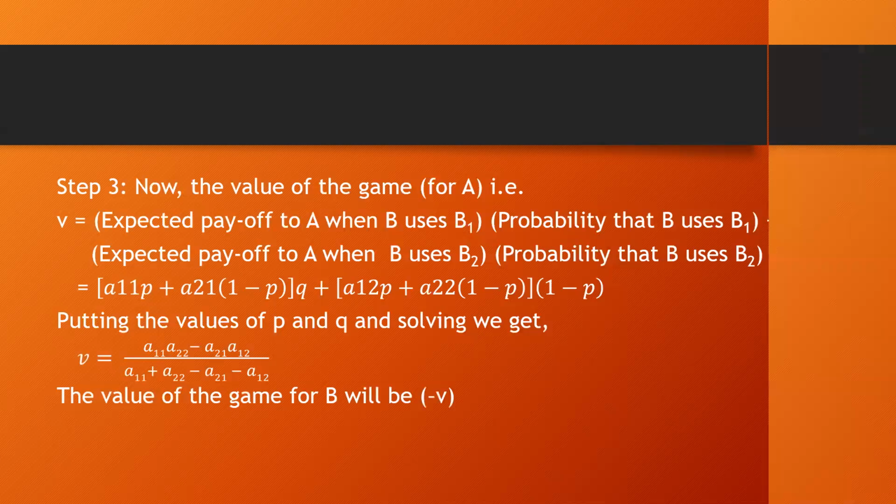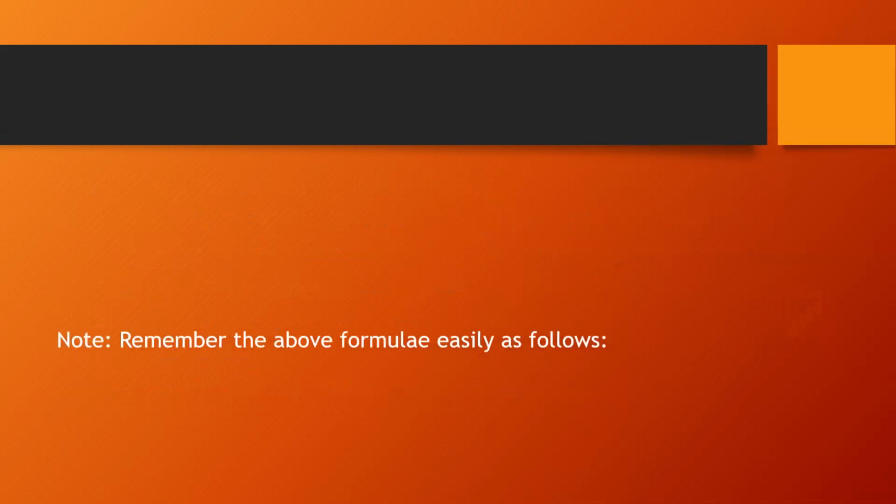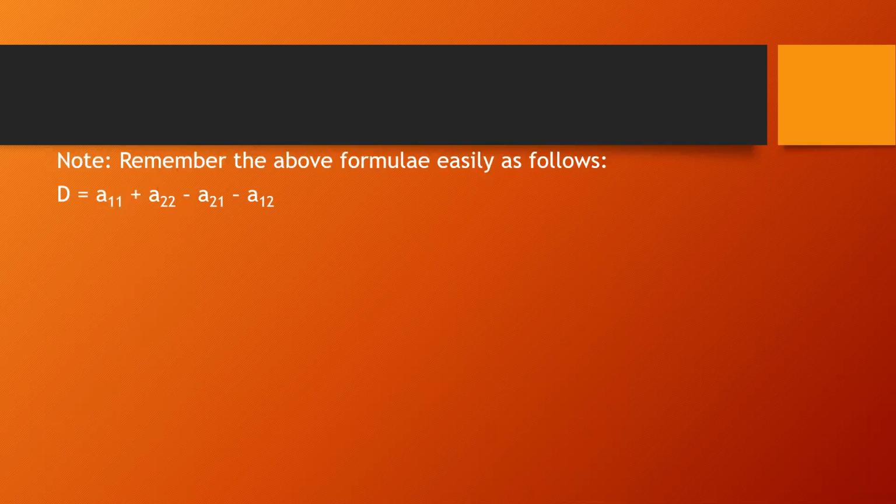Okay, let us see one more thing, especially if you want to remember the formulas. You have to find, as I said, the value of D is equal to A11 plus A22, so the first value and the last value in my 2 by 2 matrix, minus A21 minus A12. This will give me the value of D.